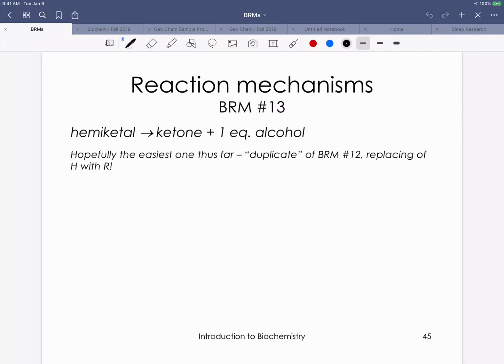So hopefully reaction mechanism 13 is not unlucky, and it's actually one of the easiest mechanisms for you to do thus far, because this is another one of these mechanisms where we're simply replacing a hydrogen with an R group compared to reaction mechanism 12. So in this case, rather than starting with a hemiacetal, we're going to be starting with a hemiketal.